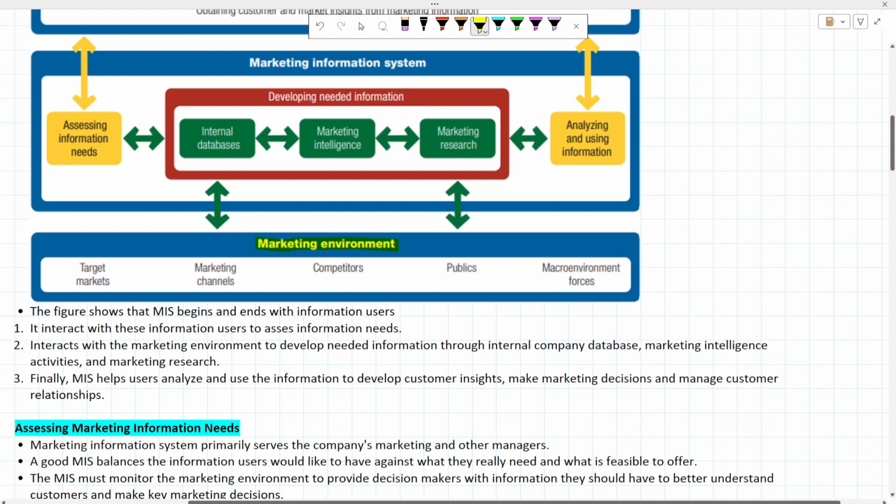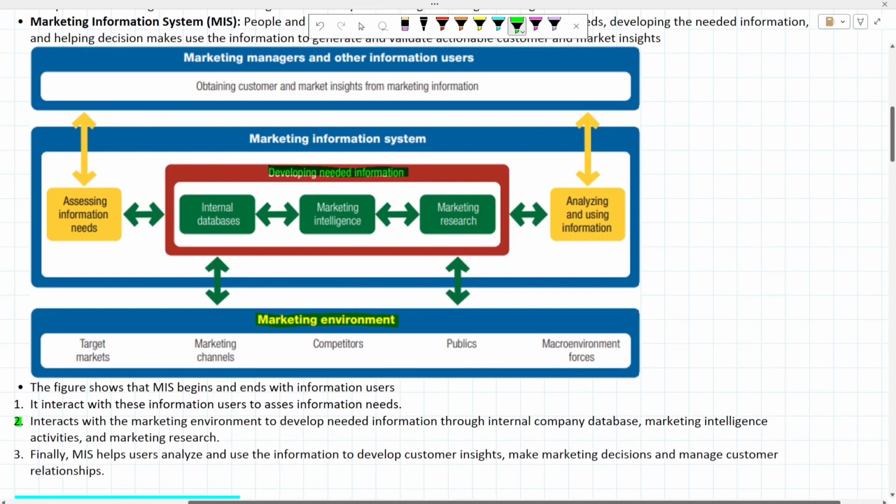So the figure shows that MIS begins and ends with the information users. 1. It interacts with these information users to assess information needs. 2. It interacts with the marketing environment to develop needed information through internal company databases, marketing intelligence activities, and marketing research. So this is in green. Whatever is right here is our step number 2. Then 3, finally, MIS helps users analyze and use the information to develop customer insights, make marketing decisions, and manage customer relationships.